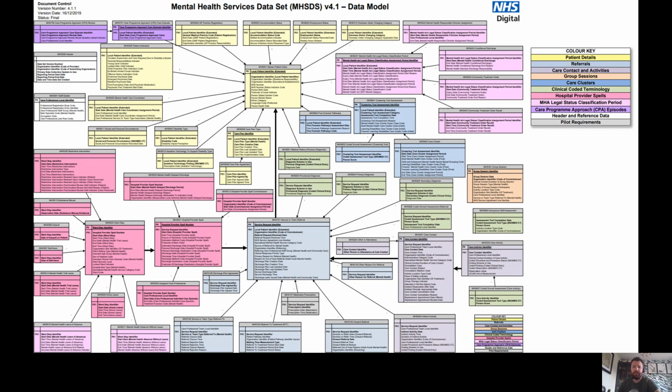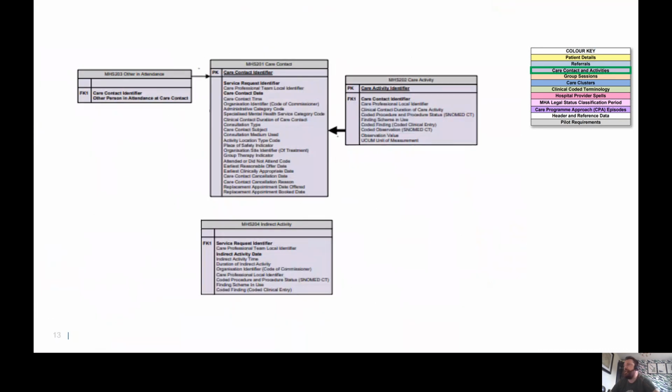Moving on in the data model, the next section is around care contacts and care activities. So that's the light purple bit in the bottom right-hand corner of the data model. And this is where all of the activity that takes place is recorded. So you'll see that it was linked to the referral. Each referral can have multiple bits of activity associated with it.